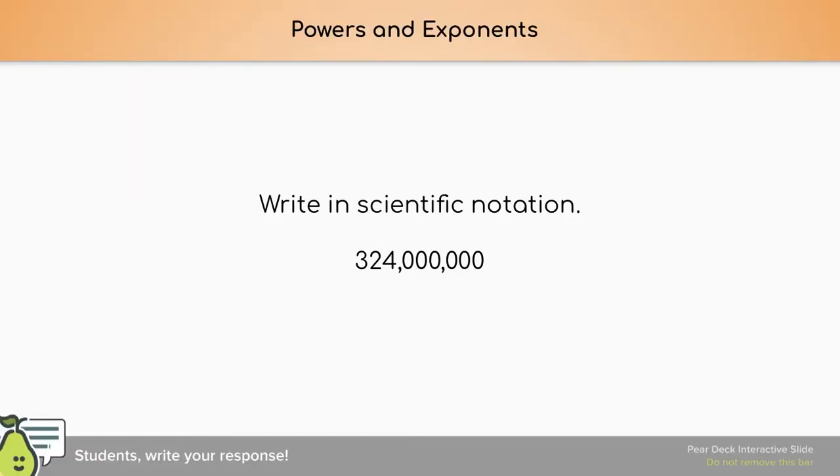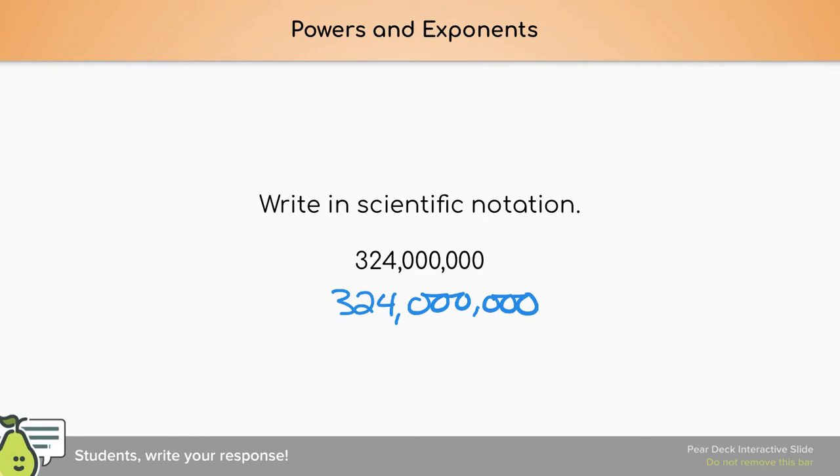So let's take a look at our first example. We're going to write this number, 324 million, in scientific notation. As we can see, this is a very large number. And we want to write this in scientific notation, which means we're going to create a number at least 1 but less than 10, and then multiply it by a power of 10. So first, we're going to move the decimal to create a number that is at least 1 but less than 10.